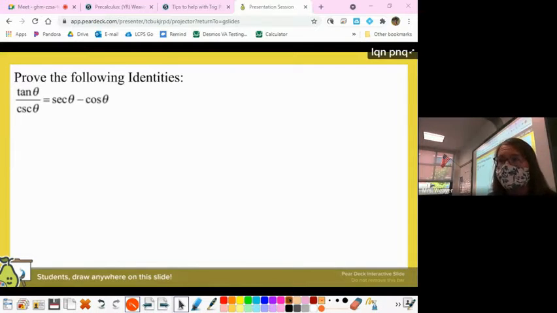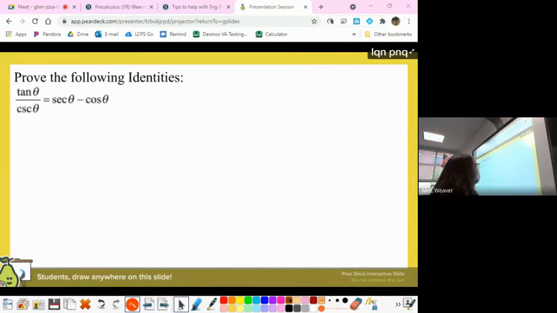With our Pythagorean identities, right? So if we can get something to be squared, then we can go look at our Pythagorean identities and maybe introduce a minus sign somewhere. Okay, so let's just kind of work and see what we can do.